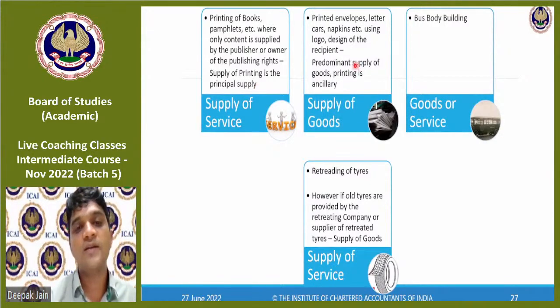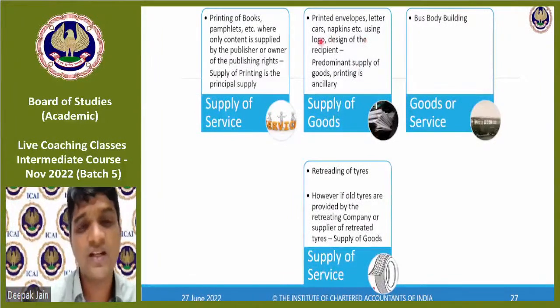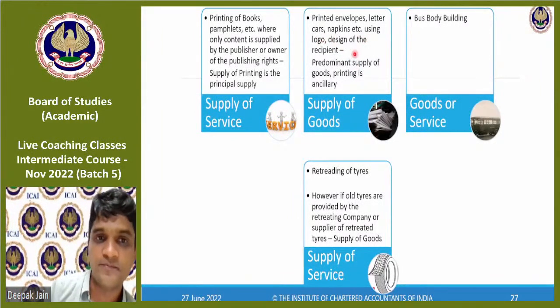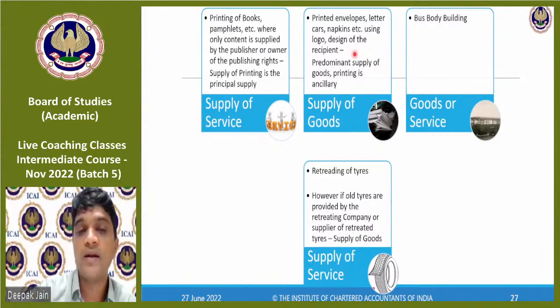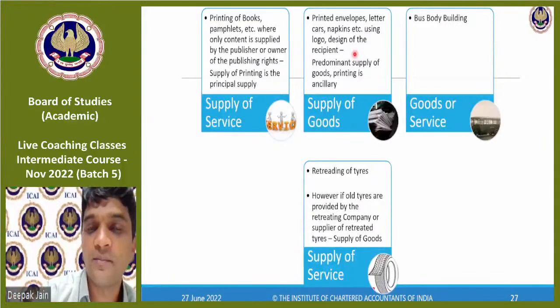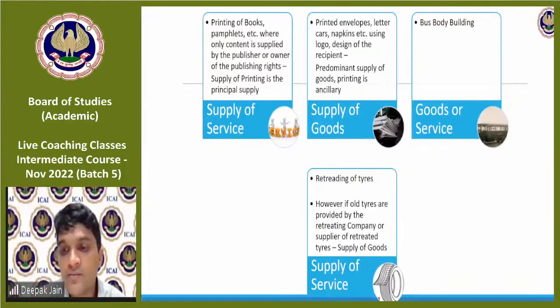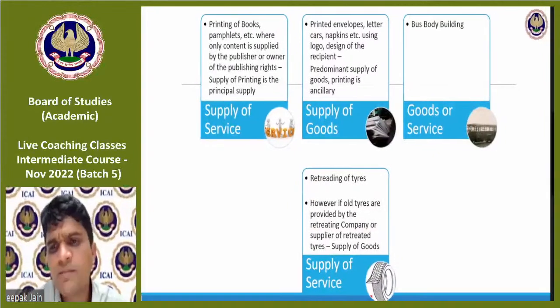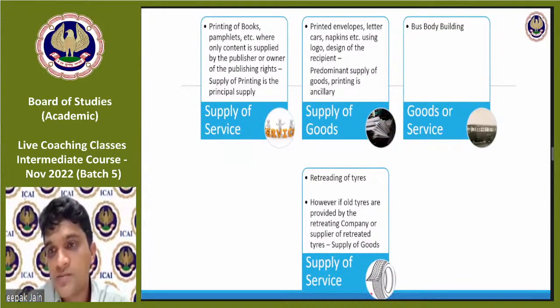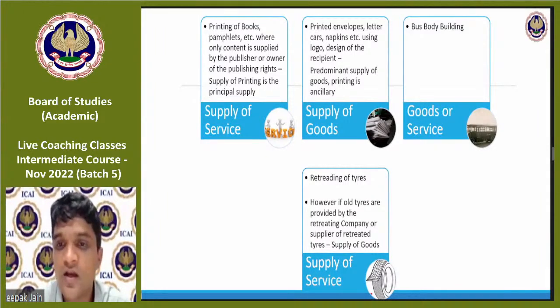Next, printed envelopes, letter cards, napkins using the logo design of the recipient. So I'm saying, okay, only use my logo, but I'm buying the napkins or printed envelopes. So only the logo I'm giving. There's nothing like special content I'm giving. So it's just printing. Mobile phone: it comes with a case, charger, earphones, and extra earbuds. Yes. But what are we buying? We are buying a mobile. So it's a composite supply. Is there a maximum limit on goods or services in composite supply? No, no maximum limit. It could be any number of goods, any number of services. Buying a laptop with accessories can be treated as composite supply. Yes, it could be treated as a composite supply.